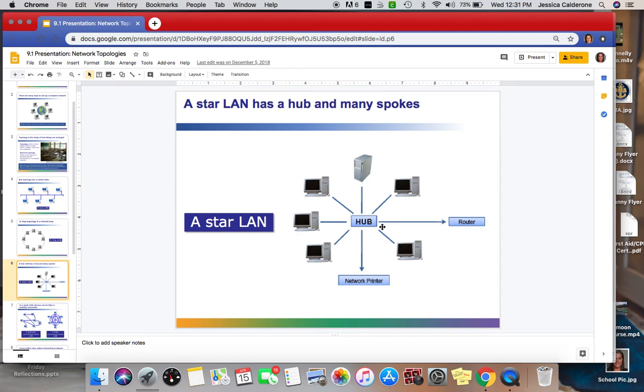The main downside of this network is that if the central hub stops working, the network goes completely down. I'm sure you have experienced this before. If you do not have an internet connection in your house, internet is not coming into your modem, and your modem's not working, so therefore you cannot get Wi-Fi in your house.